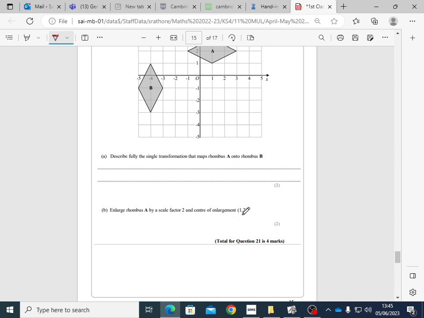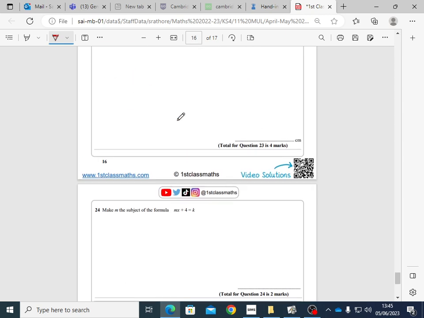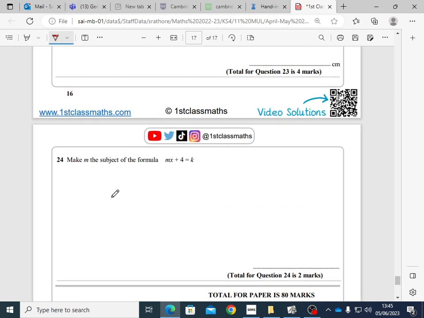Enlargement, you just got to enlarge it from this scale factor, and I'll come back and enlarge that if I get time. But more importantly, let's do this because I've done some of these with you. Make this the subject. How do you make M the subject? Same as solving equations. What's the opposite? So you want to leave M on this side. Everything else is on the other side.